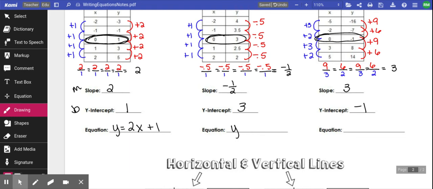Okay, so y equals our m value, which is -1/2. Then we write x, and then our b value, which is +3. Y equals our m, so 3. Then put an x and our b.